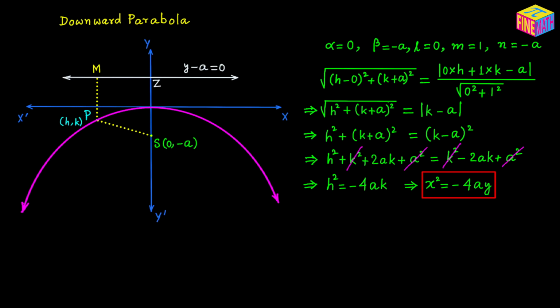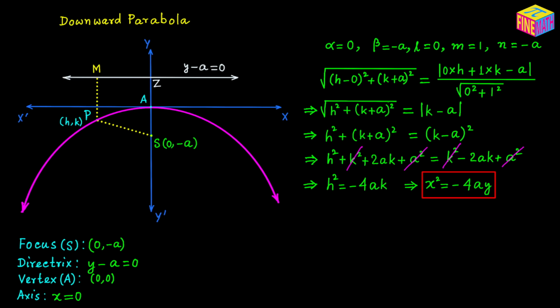Here again, let's note down the values of the various attributes. Focus is at 0, negative a. Equation of the directrix would be y minus a equals 0. Vertex would be at 0, 0, which is the origin. Axis of the parabola would be the y-axis, whose equation would be x equals 0. Length of latus rectum will be 4 times a. In fact, the length of latus rectum is always 4 times a for each of these standard parabolas.